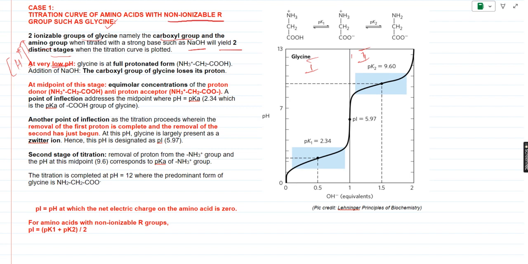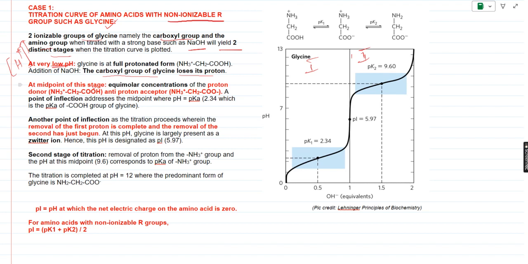Now when you add NaOH, what happens? The carboxyl group of glycine starts to lose its proton. That's natural. When you add a base, the acid reacts. So it has to lose its proton to the hydroxyl ion of the base. At the midpoint of this particular stage, there is going to be equimolar concentration. What do you mean by equimolar? That is, the concentrations of the different species are going to be the same.